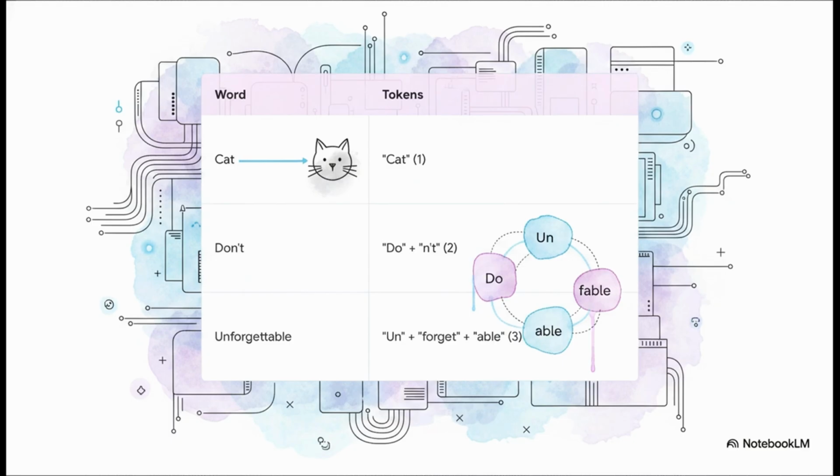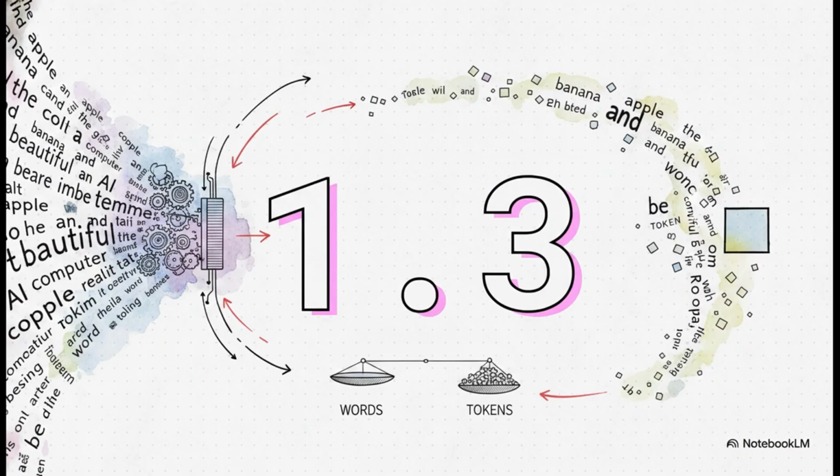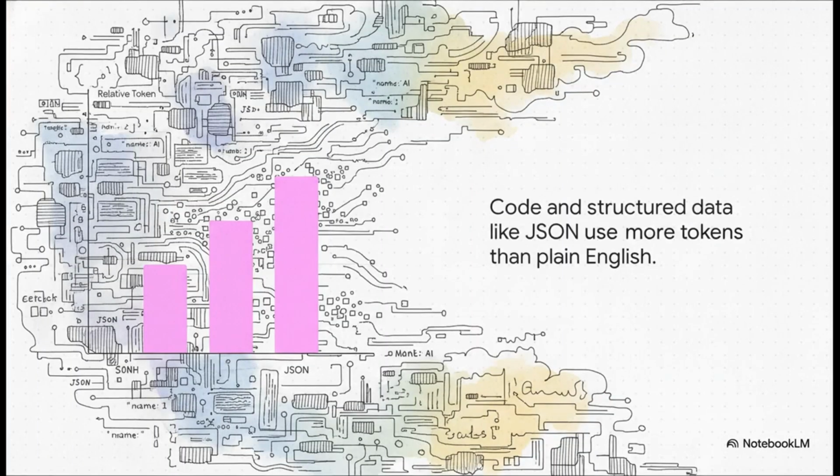On average, in English, it takes about 1.3 tokens for every single word. So it's not a one-to-one ratio. And that means when people try to estimate cost just by counting words, well, they're already off. And it gets even less efficient for other types of text. If you're working with code or structured data like JSON, you could be using roughly twice the number of tokens as you would for plain English, saying the exact same thing.